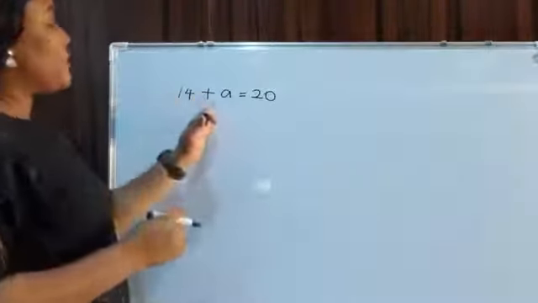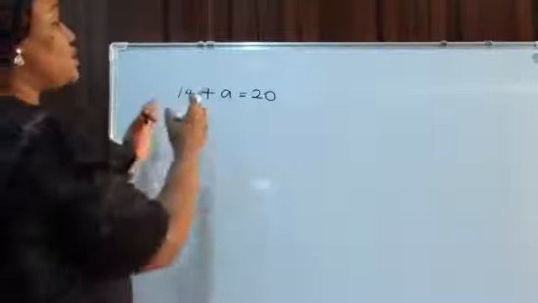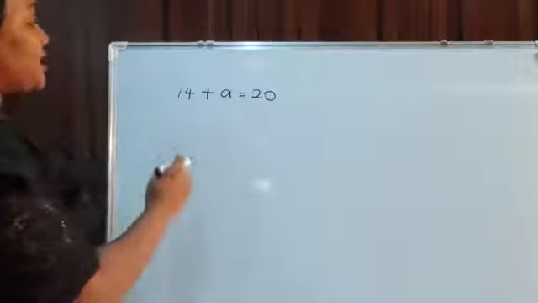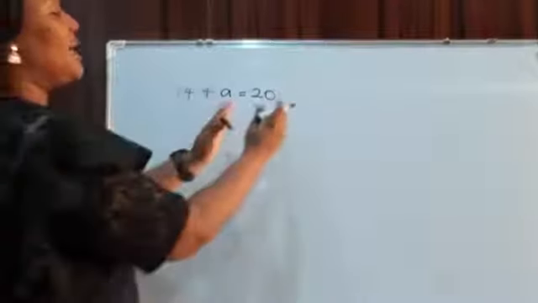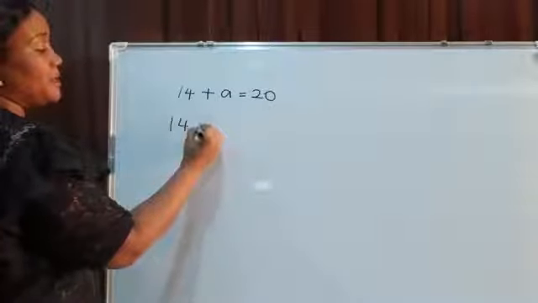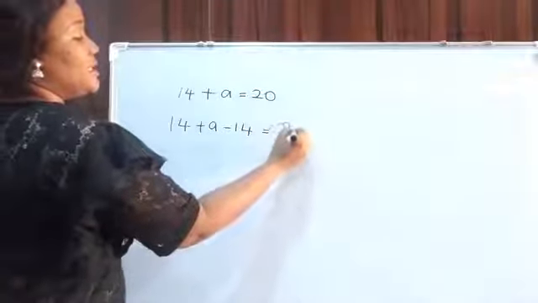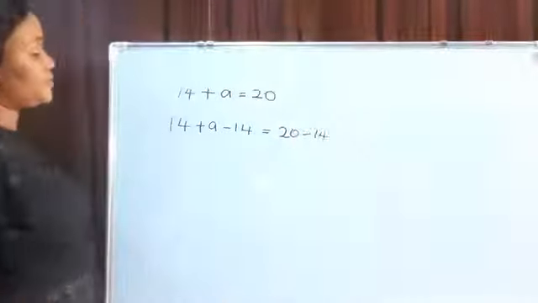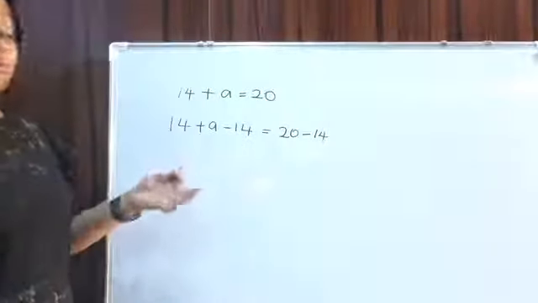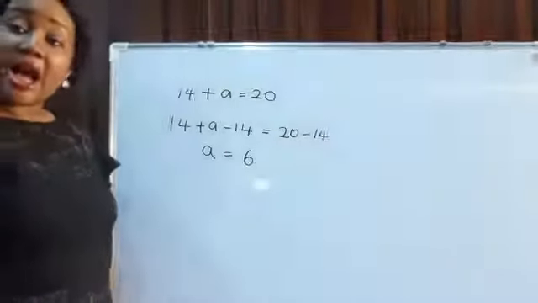Okay, we have 14 plus A equals 20, but we want only A. So we can come to the left-hand side and subtract 14, and come to the right-hand side and subtract 14. And we have something like this. We have 14 plus A minus 14 equals 20 minus 14. So 14 minus 14 gives us 0. And you have A equals, what's 20 minus 14? We have 6. And that's our answer.